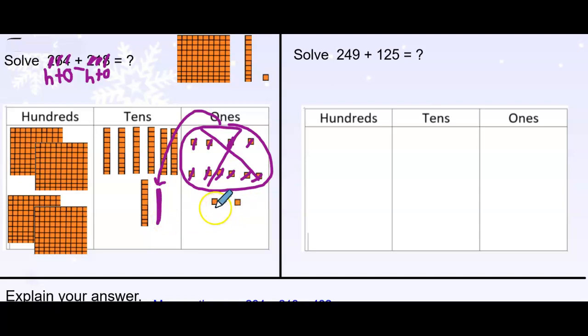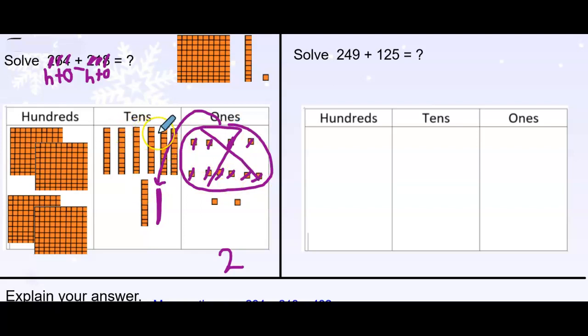Okay, now we just have 2 ones left. So when we add 4 ones and 8 ones, so far we just have 2 ones because 10 of those ones made a tens rod and had to move.